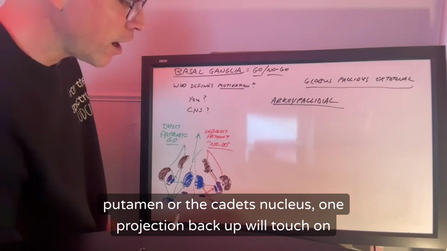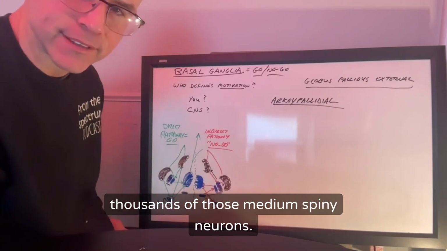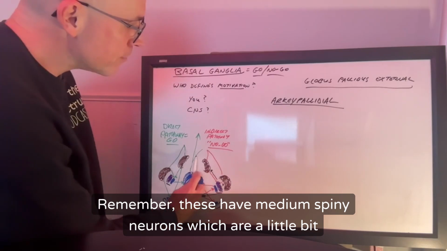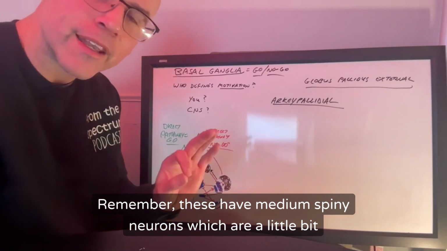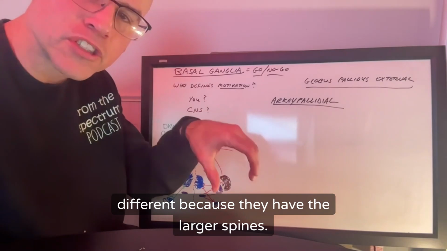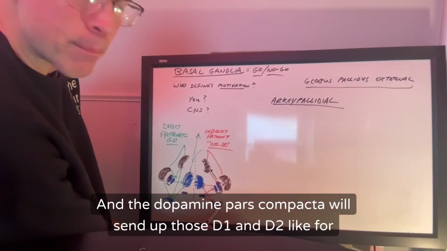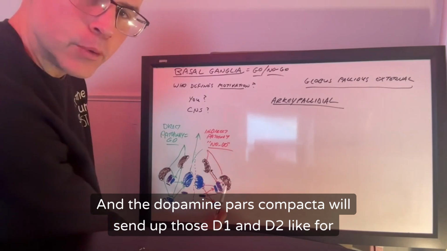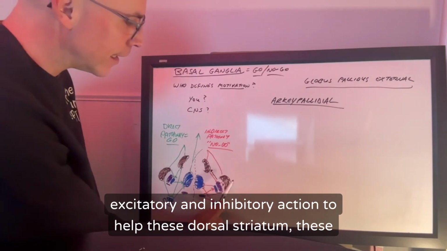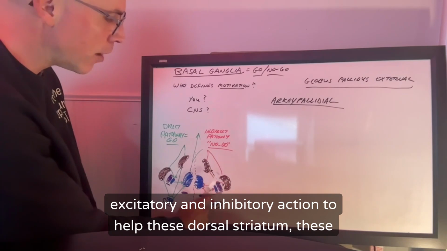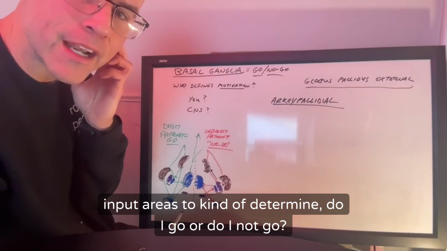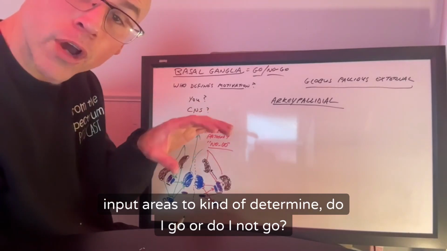These are very powerful, and just one projection back up to either the putamen or the caudate nucleus, one projection back up will touch on thousands of those medium spiny neurons. Remember, these have medium spiny neurons, which are a little bit different because they have the larger spines. And the dopamine pars compacta will send up those D1 and D2 like for excitatory and inhibitory action to help these dorsal striatum, these input areas, to kind of determine, do I go or do I not go?